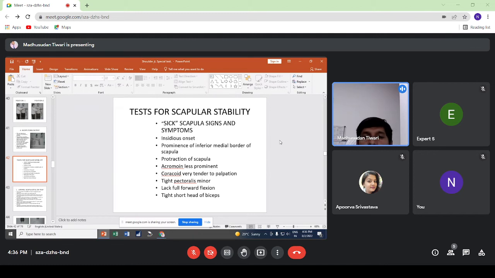Tests for scapular stability. Look for scapular signs and symptoms: insidious onset, insidious means gradual; prominence of the inferior medial border of the scapula; protraction of the scapula; acromion less prominent, very tender to palpation; tight pectoralis minor muscles; limited full forward flexion and a tight short head of biceps.